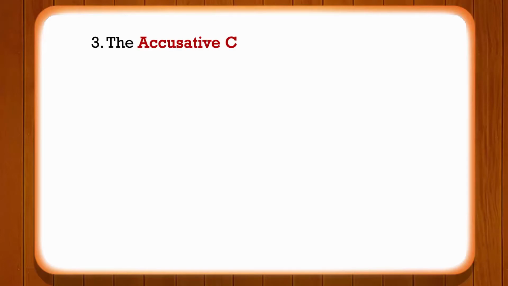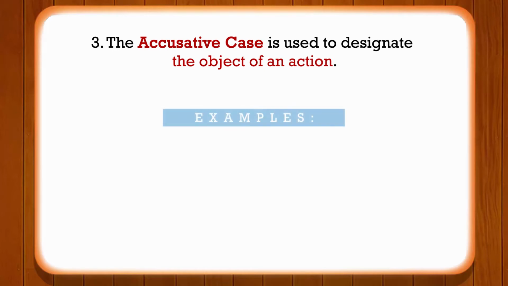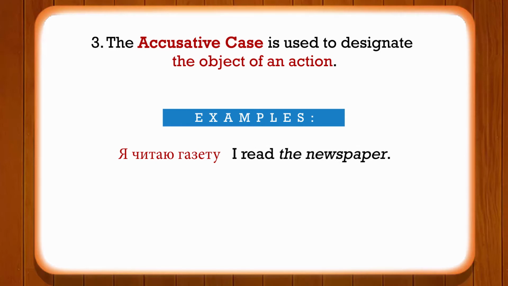Now we shall go ahead and pay attention to the third case, which is known as the accusative case. The accusative case, or винительный падеж, is used to designate the object of an action. For example, Я читаю газету. Я читаю что? I am reading what? I am reading a newspaper. So газета changes into газету. Accordingly, as per the rule of grammar, in the accusative case, if a noun belongs to the feminine gender, it changes into у.